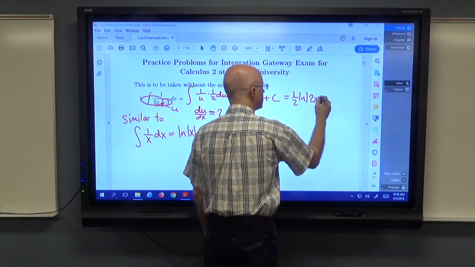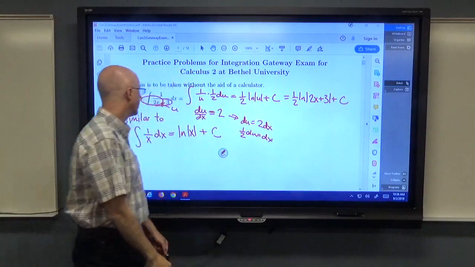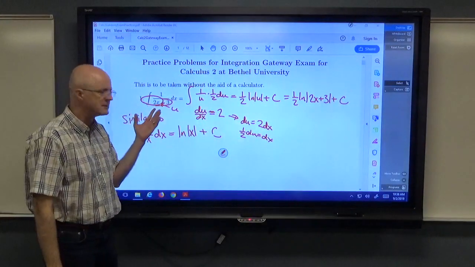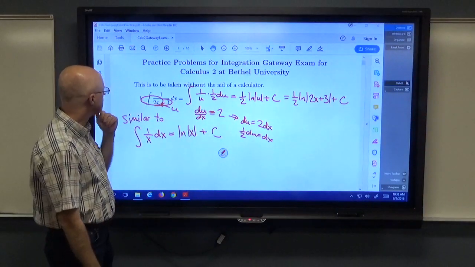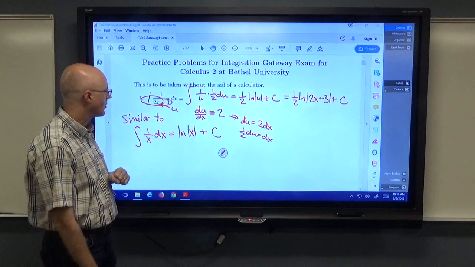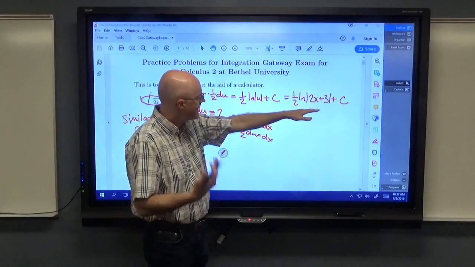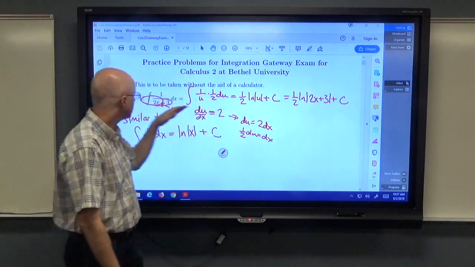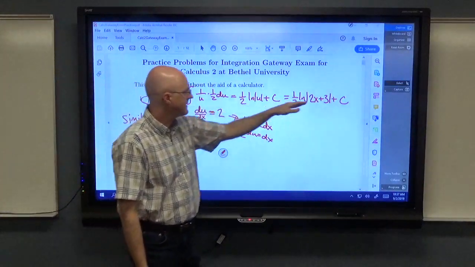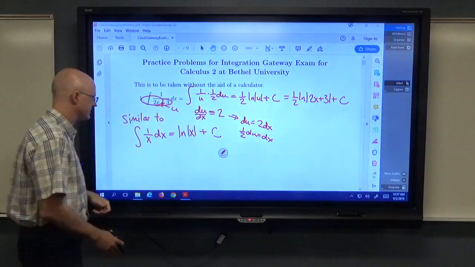Don't forget your absolute value signs. Technically, this is true on the domain where we're not dividing by 0, so x cannot be negative 3/2. That's the only value of x where this does not work. We want the absolute value signs there to make our domain as big as possible to match the domain of the original integrand. And again, don't forget your plus c with these indefinite integrals, these pure antiderivatives.